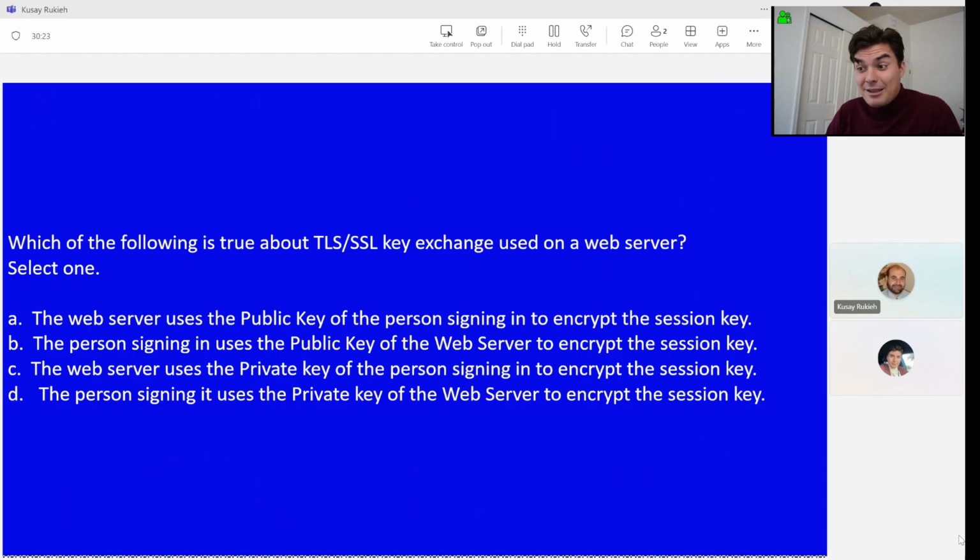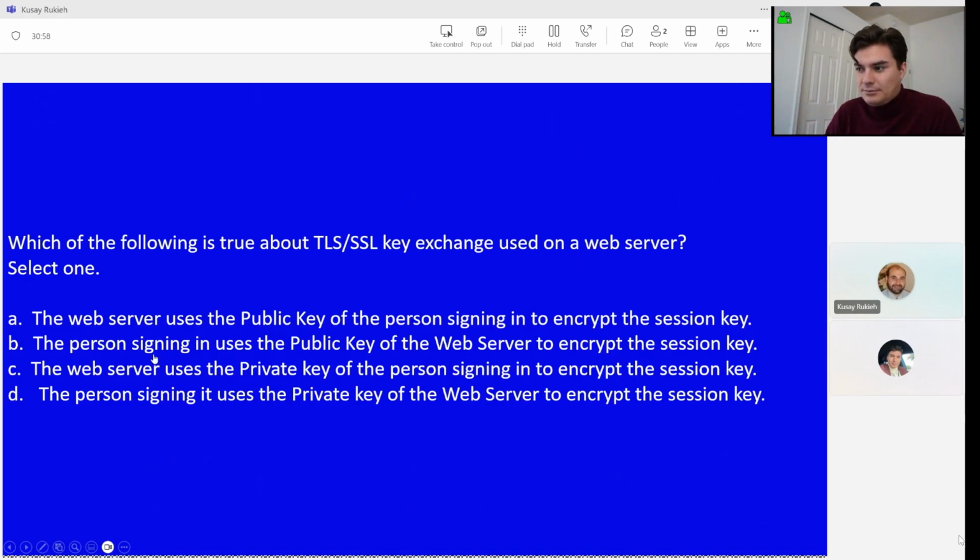What's the answer to this one? Now, when you log in to Bank of America, so I sign in to Bank of America. What's the first thing I do? I download the Bank of America certificate, right? What information is contained in that certificate, which is the public key of who? Bank of America, right?